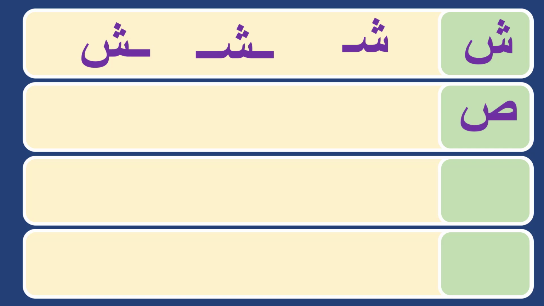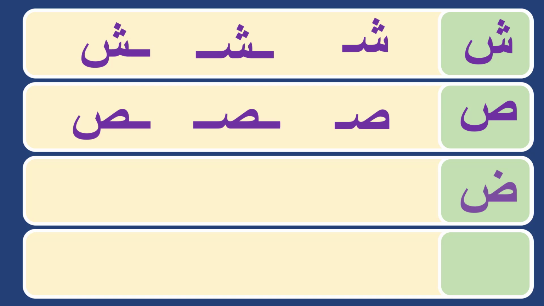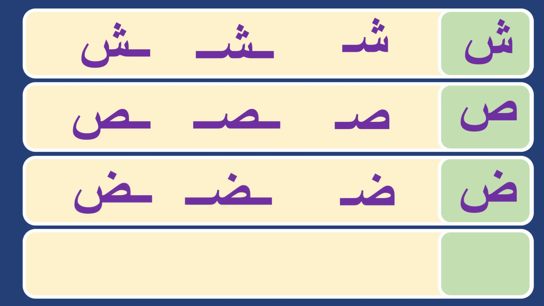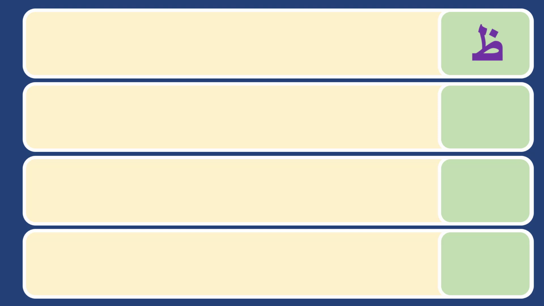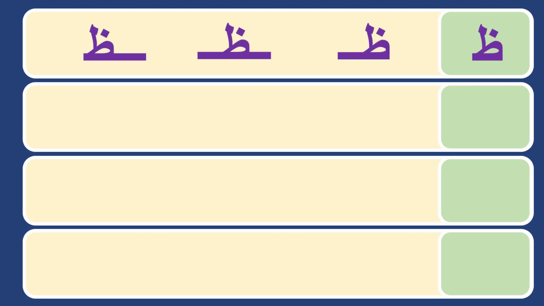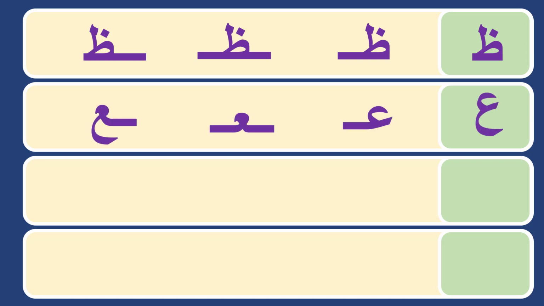And it's also applicable to Sad. Also applicable to Dad. What I mean is the same way you treat Sin, Shin, Sad, you treat Dad. The same thing is applicable to Ta. The same thing is applicable to Tha. Let's look at Ain.